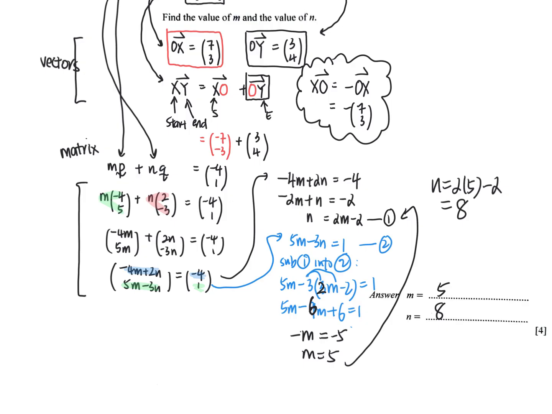How you what? I rearrange this one. I keep the n here. I bring the 2m over. Where got P and Q? Then I sub in. I sub in.